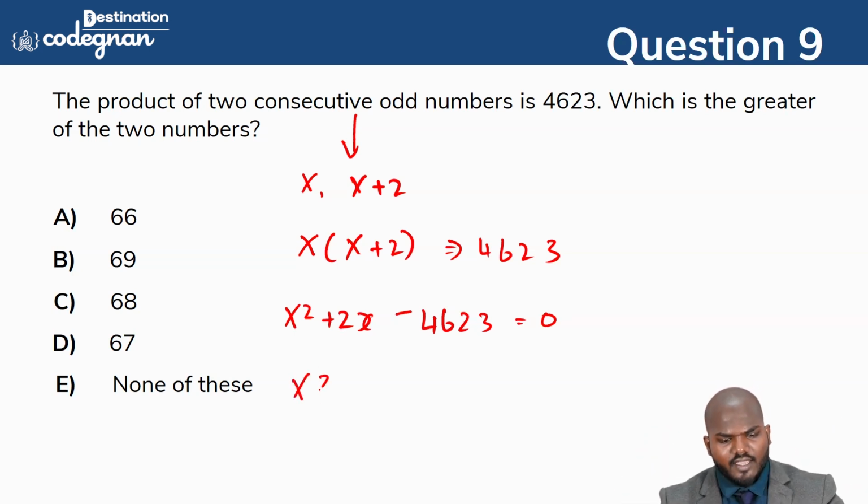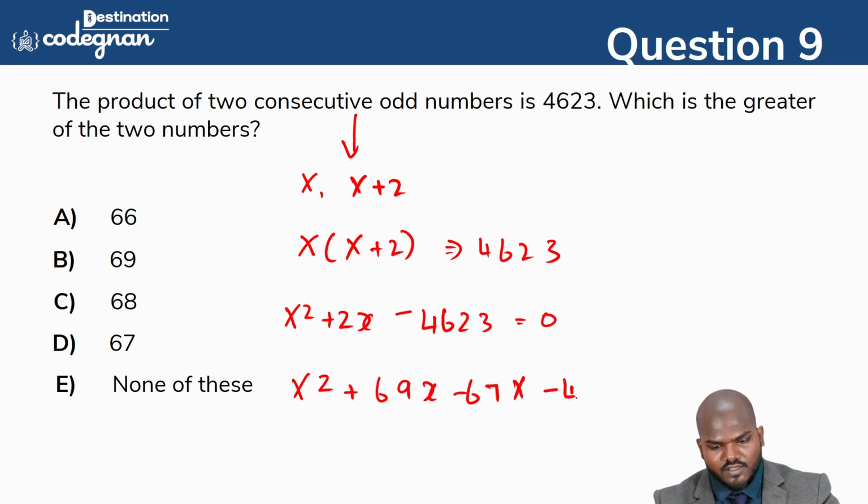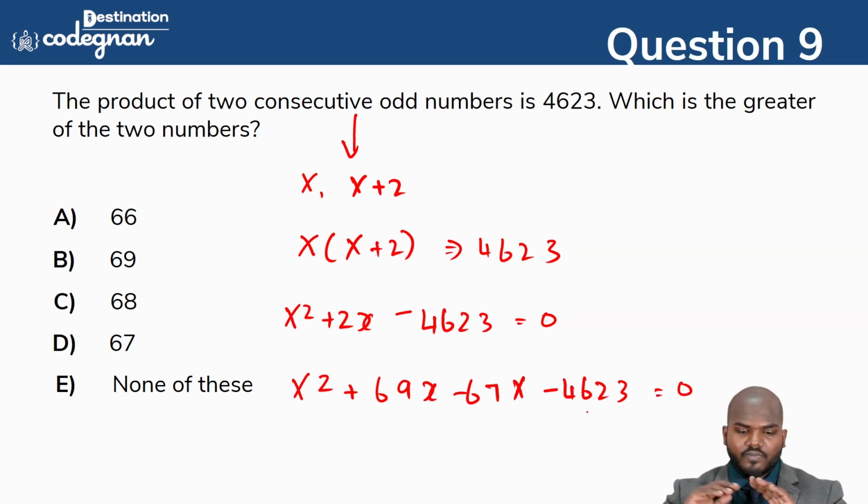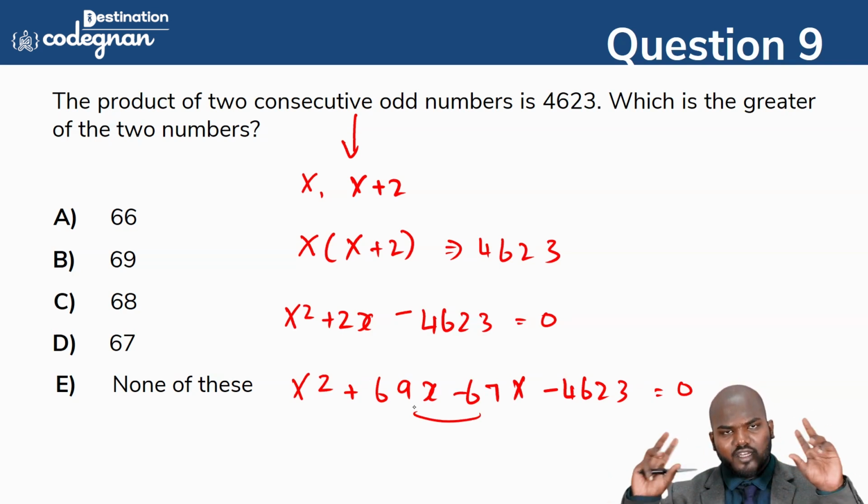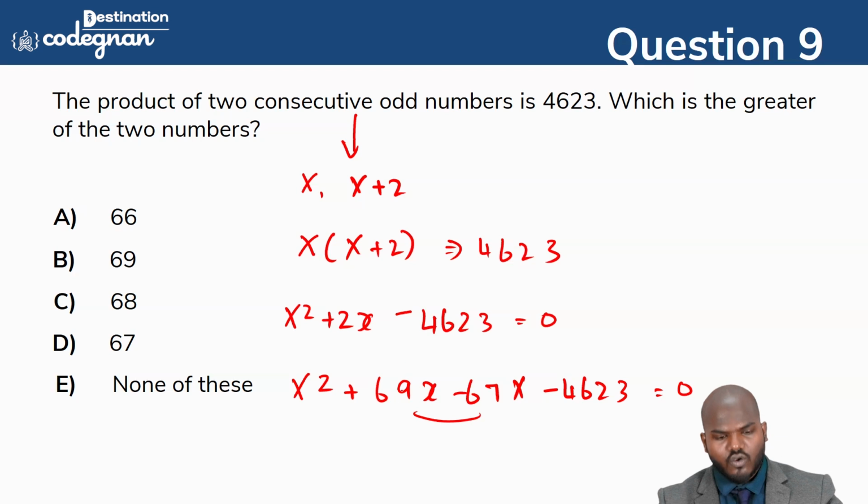I can divide like x square plus 69x minus 67x minus 4623 is equal to 0. You see both of them are the same, guys. 69 minus 67 is equal to what? 2 only, the same 2. I'm writing in a different dimension here in the place. Okay, so going onwards, I can write it like this. If I take 67 as common, it will give you exactly x minus 67 times x plus 69.